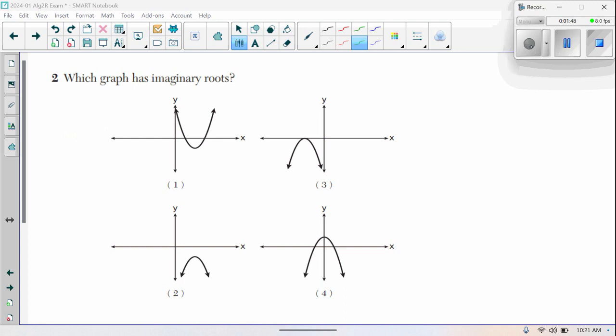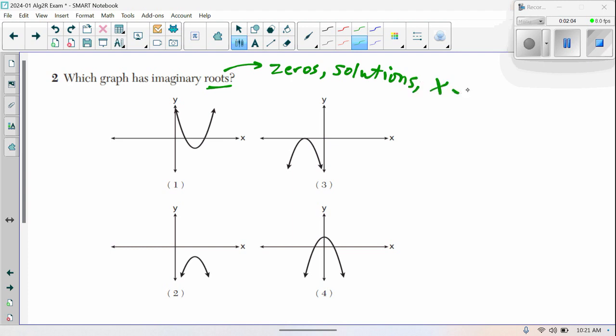Problem 2, which graph has imaginary roots? All right, if you didn't know this, roots are the same thing as zeros, solutions, and x-intercepts. This is the big one when we have graphs, okay? So I'm going to look here, and if it's imaginary, that means there's nothing real, which means it doesn't really touch the x-intercept, excuse me, the x-axis, okay?